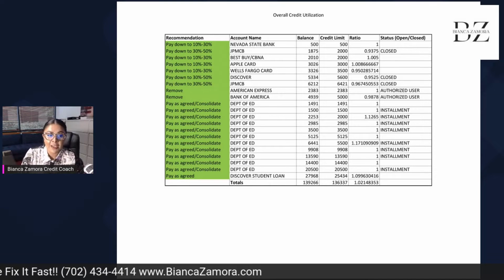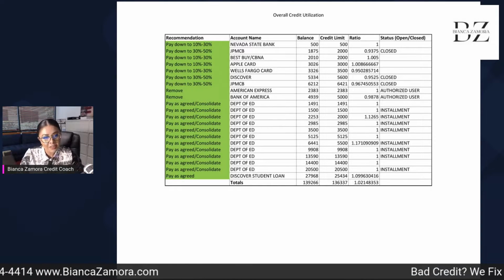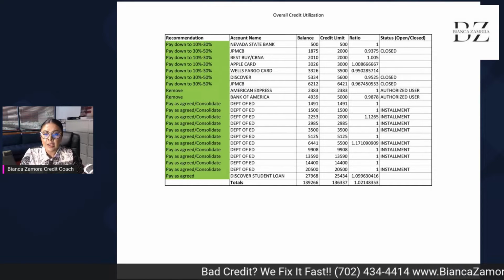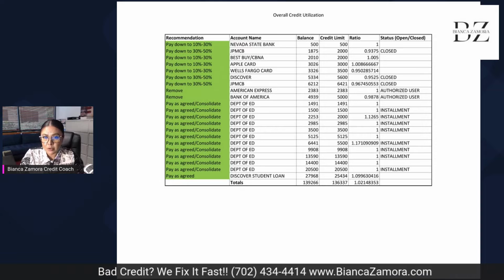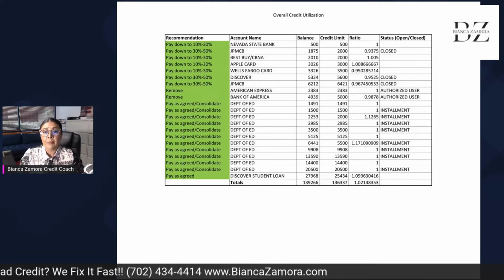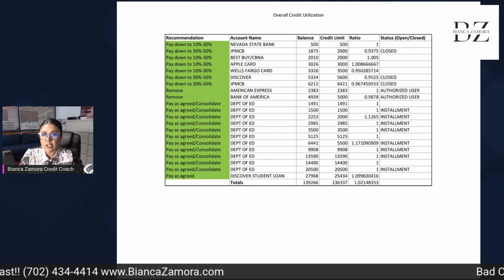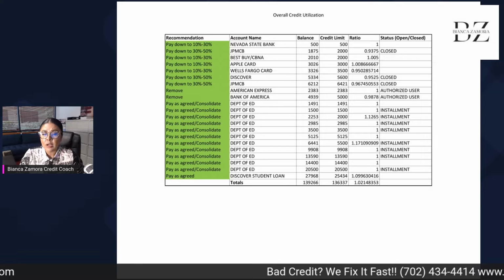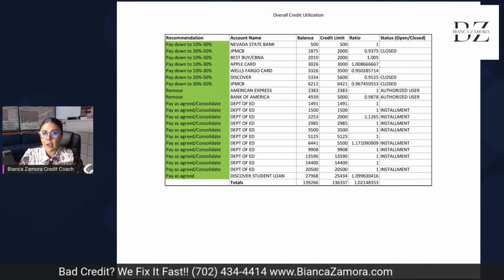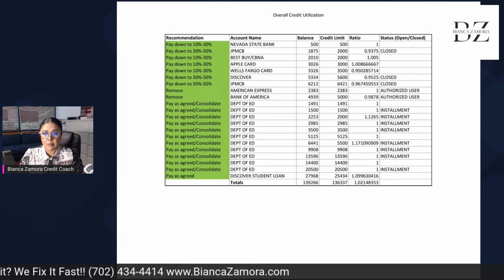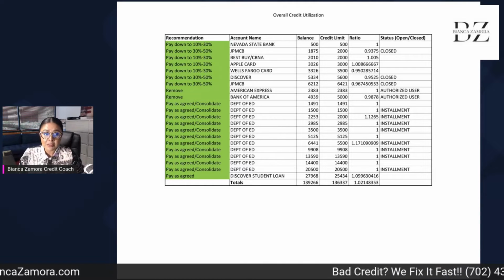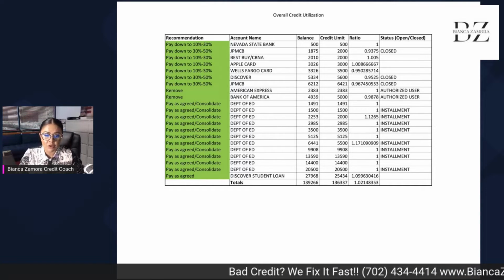Today we are going to be talking about credit usage and credit utilization. If you don't already know, not only do negative items affect your credit score, but also how much you use your accounts, especially credit cards. Today we're going to talk about how to calculate your overall credit utilization and also your individual account usage. That way you can put together a plan of action to get your balances improved so that you can maximize your credit score.